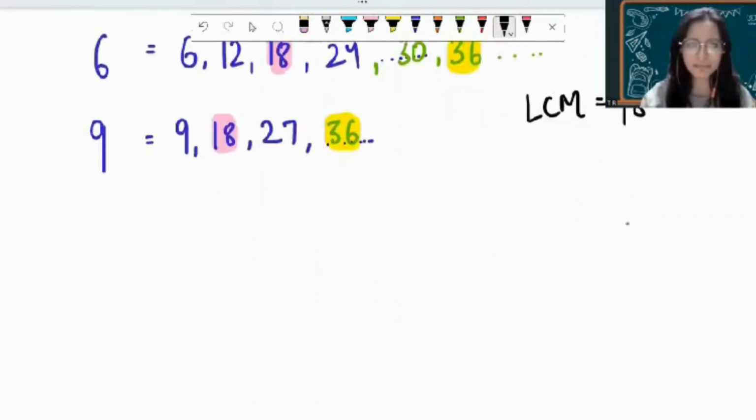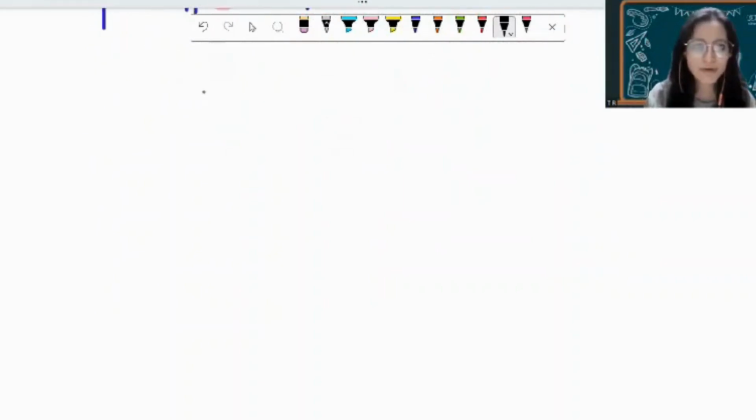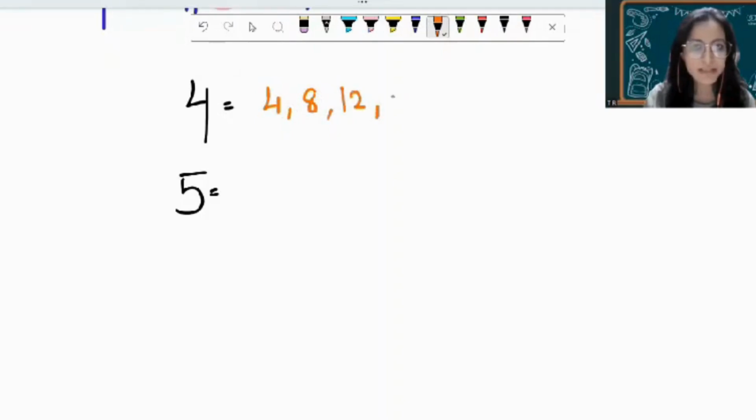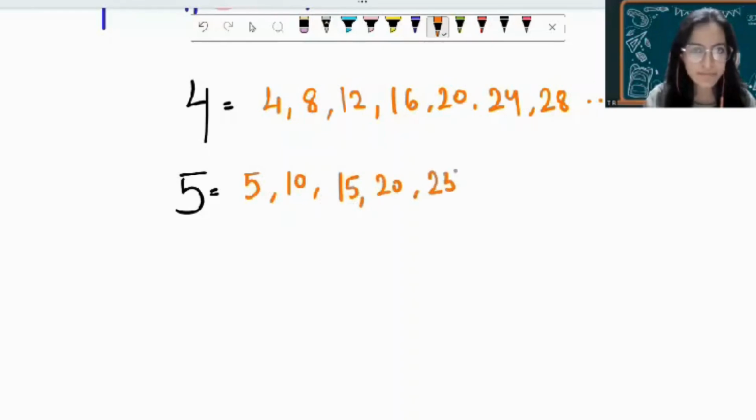We can take one more example. Let's take the example of 4 and 5. Let's list down the multiples of 4 and 5. It is going to start with 4, then we are going to have 8, then 12, then 16, 20, 24, 28, and it is going to go on, right? Let's write down the multiples of 5: 5, 10, 15, 20, 25, 30, and it goes on.